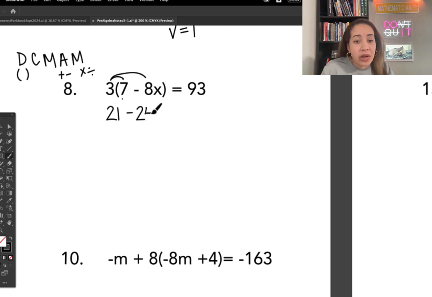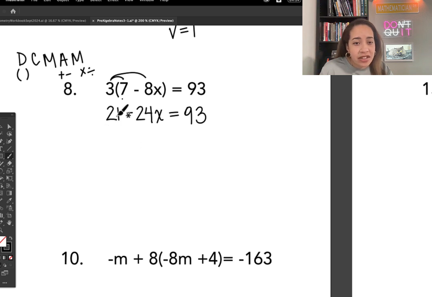3 times 8 was 24, and then since they have different signs and we're multiplying, we do get a negative answer. So that's how we got our negative 24x. We copy down the rest of the problem, so we've got equals 93. We are down to a two-step equation. This term is like we're adding on 21 next to the term with the variable. So it is a two-step equation.